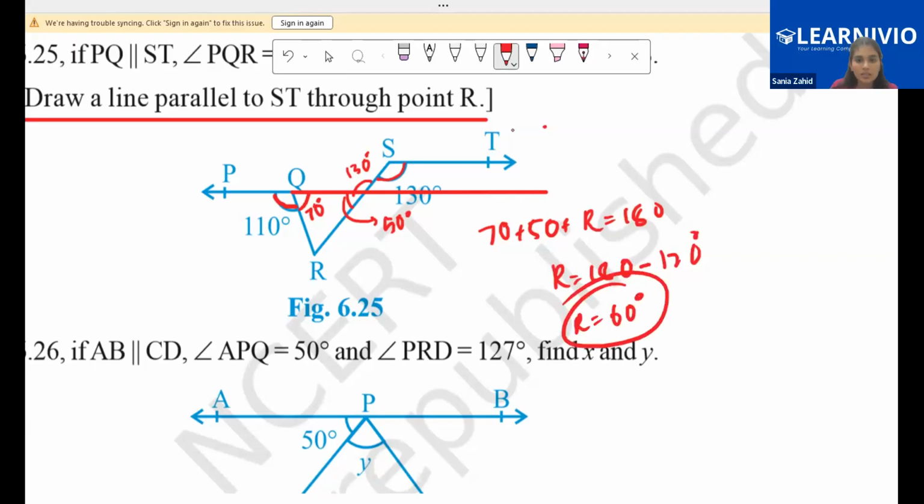Amar got 60, right? Yes, ma'am. Ma'am, I just added 110 plus 130, 240. Then I subtracted 240 minus 180. Why did you do that now? Amar, your answer is correct, but mistakenly it's correct. Your method is wrong, totally wrong. You will not follow that method.